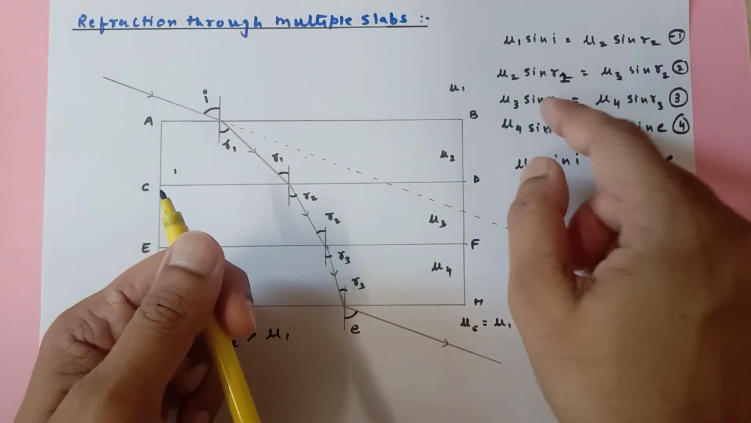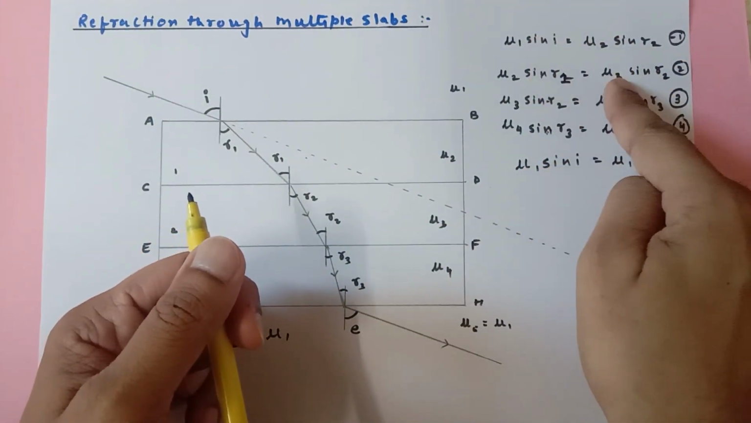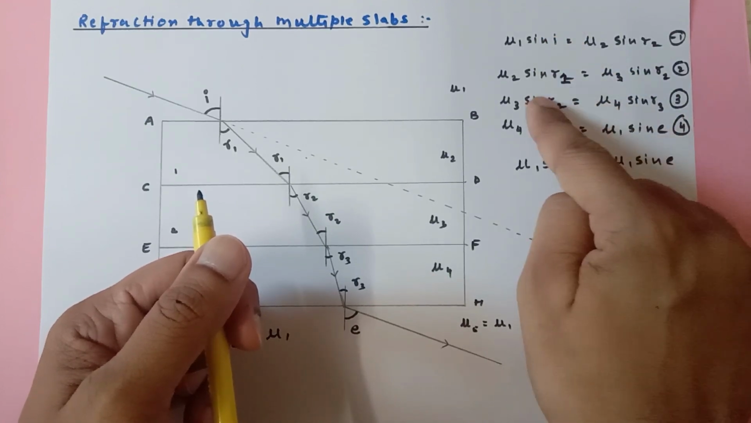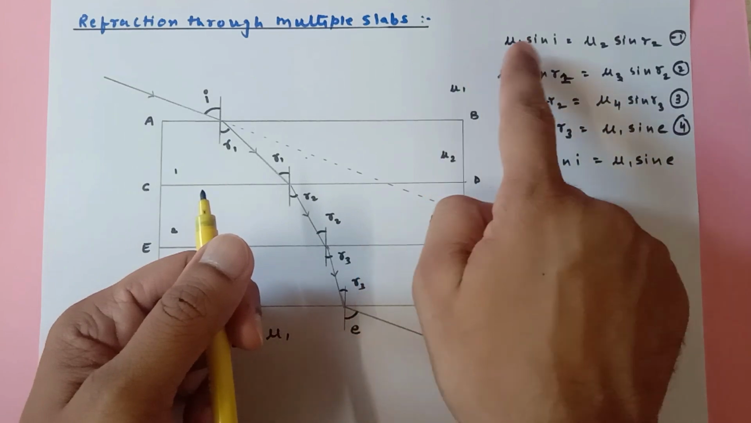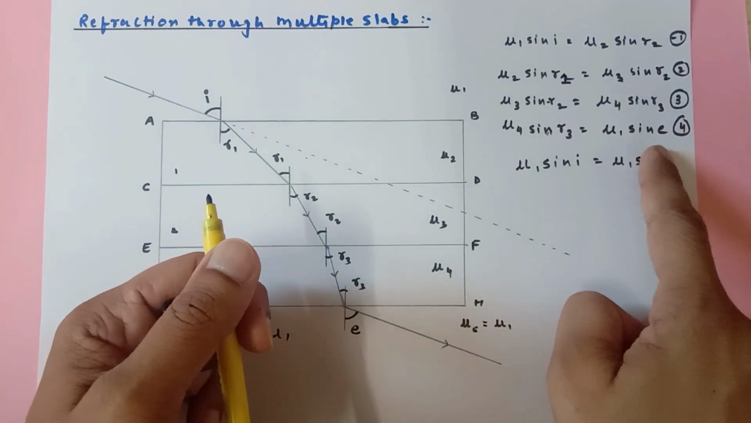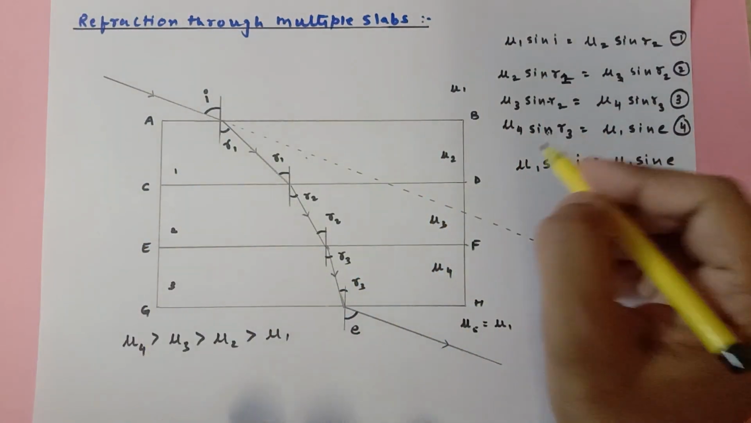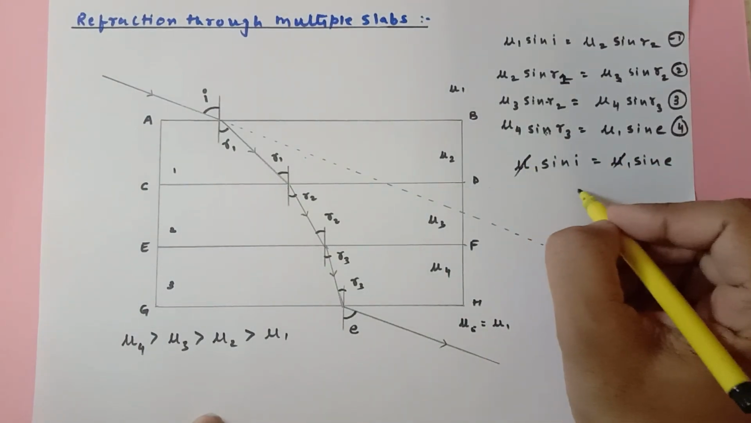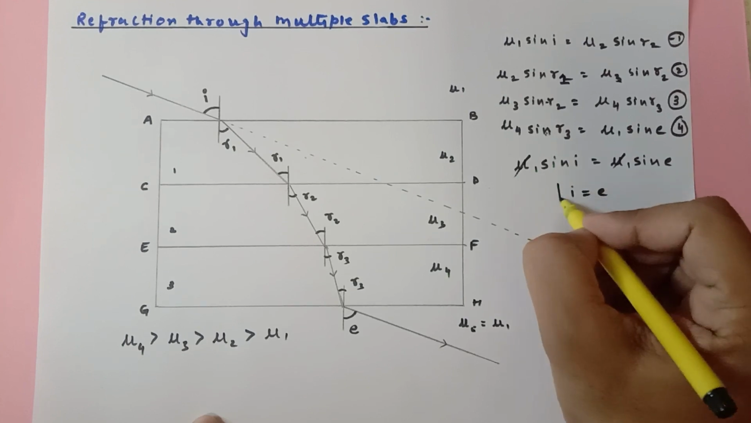You might have understood that these two are equal, so these two are equal. Now these two are equal, so these two are equal. These two are equal, so these two are equal. In the same way, this mu1 sine I becomes equal to mu1 sine E. So mu1 gets cancelled, and sine I is equal to sine E. It is only possible if I is equal to E.